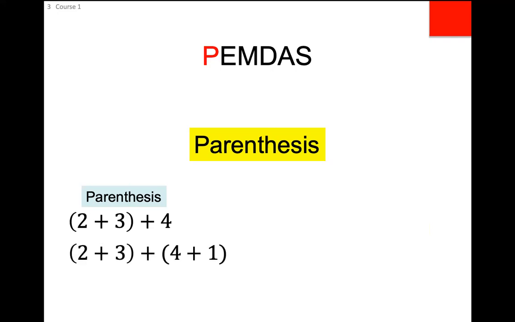Notice how many sets of parentheses do we have? 2. So which one do you do first? The one on the left or one on the right? Or would it make no difference? It would make no difference. We don't have to do these left or right. You can. All right, so if I did 4 plus 1, I would get 5, and 2 plus 3, I would get 5, and 5 plus 5 is 10.